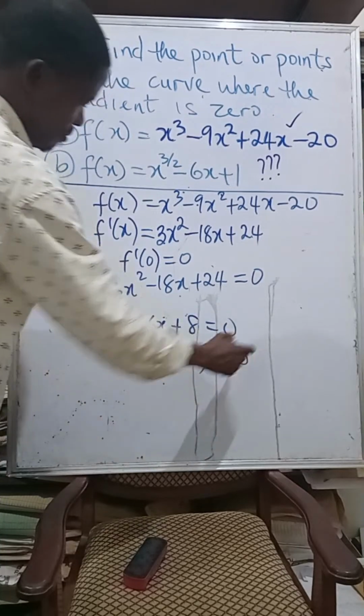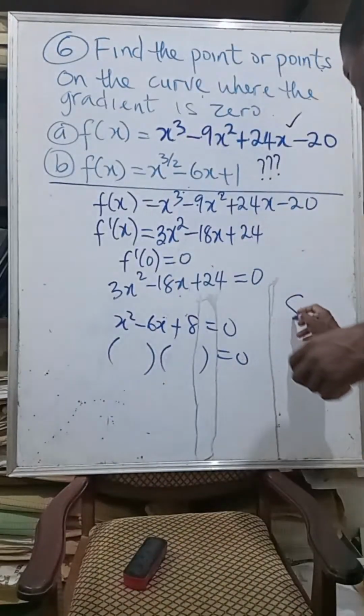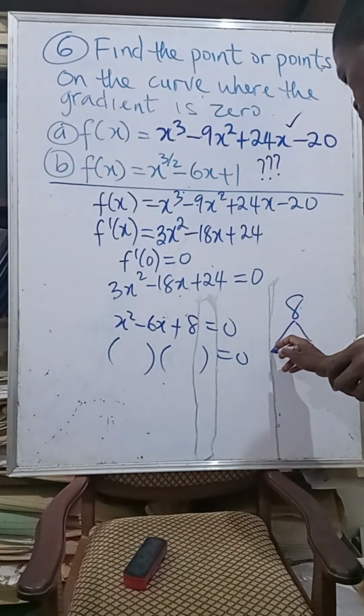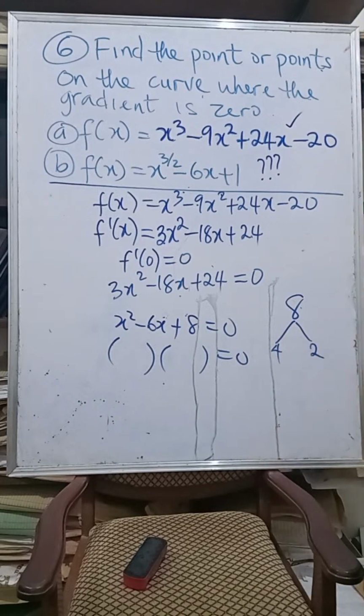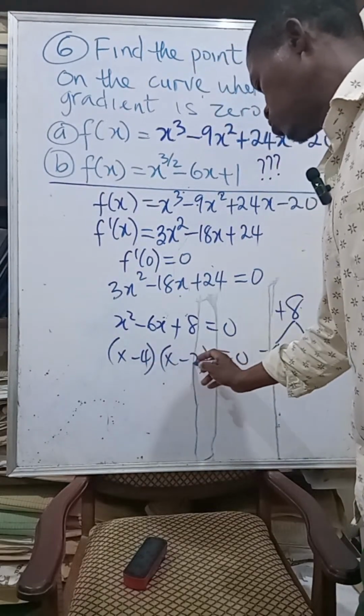Okay, then you can find the factors of 8. Factors of 8 are 4 and 2. You can also use 8 and 1, but 4 and 2 will be applicable in this case. This is a plus 8, so this will be minus 4 minus 2. So (x minus 4)(x minus 2).